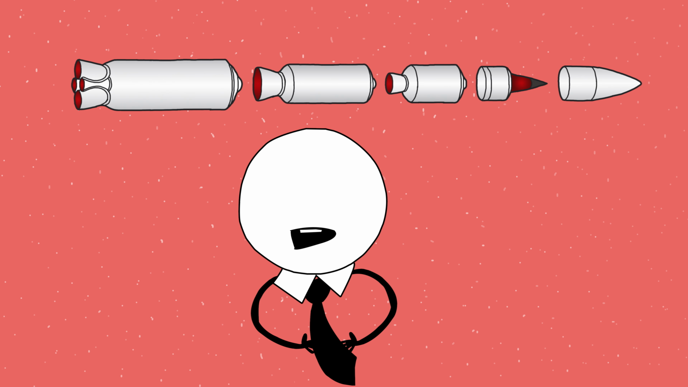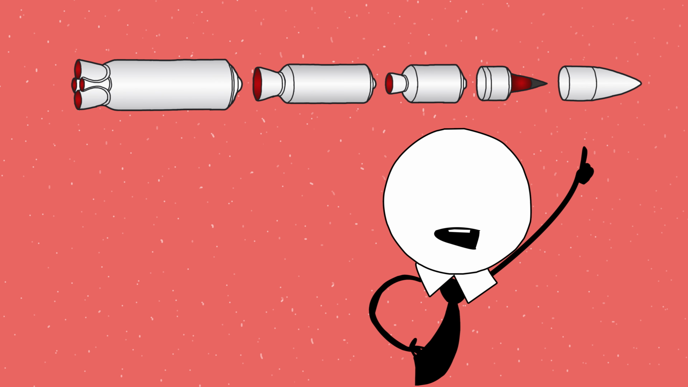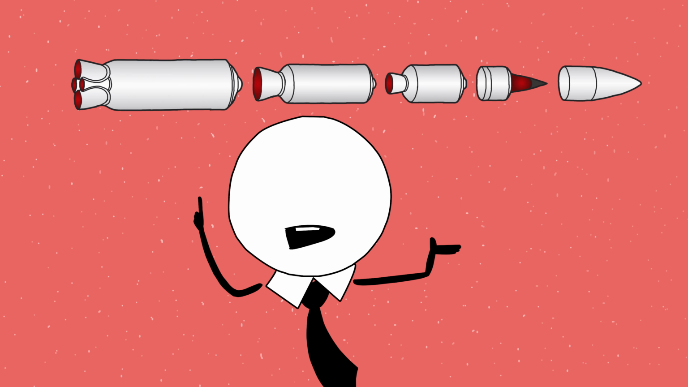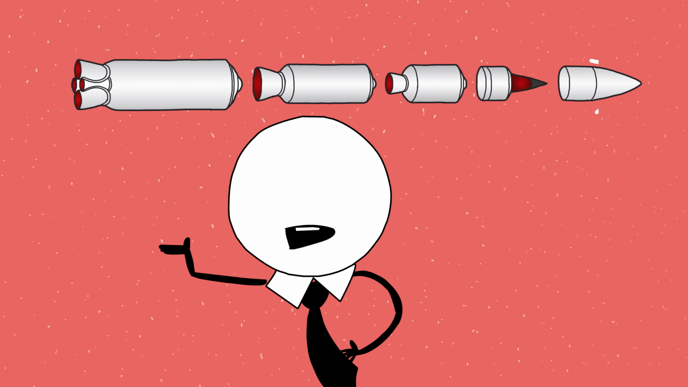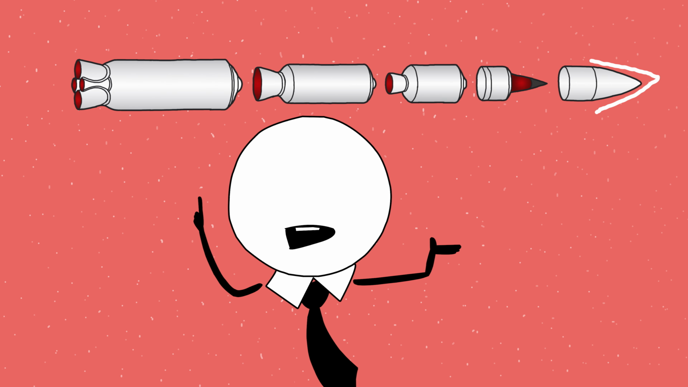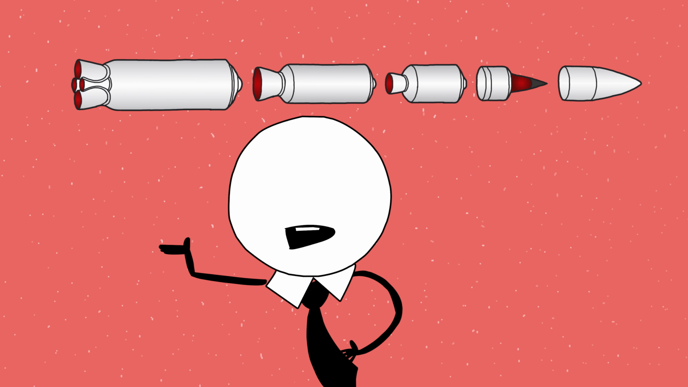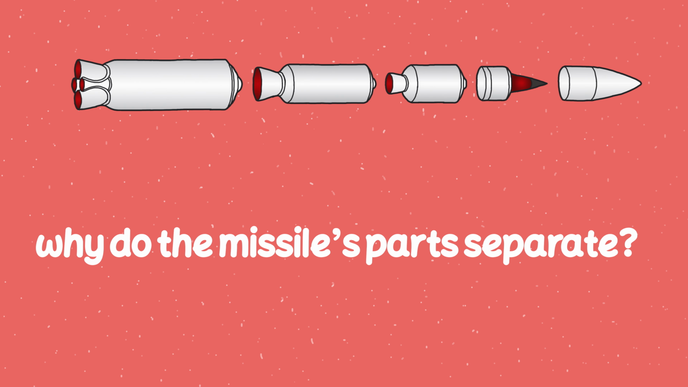All the previous parts serve one main purpose: delivering the final part to the target. This fifth part contains the explosives and represents the core payload of the missile. As for its shape, it is conical, and the reason for this is to reduce the shock when the missile re-enters the atmosphere. Finally, why do the missile's parts separate?